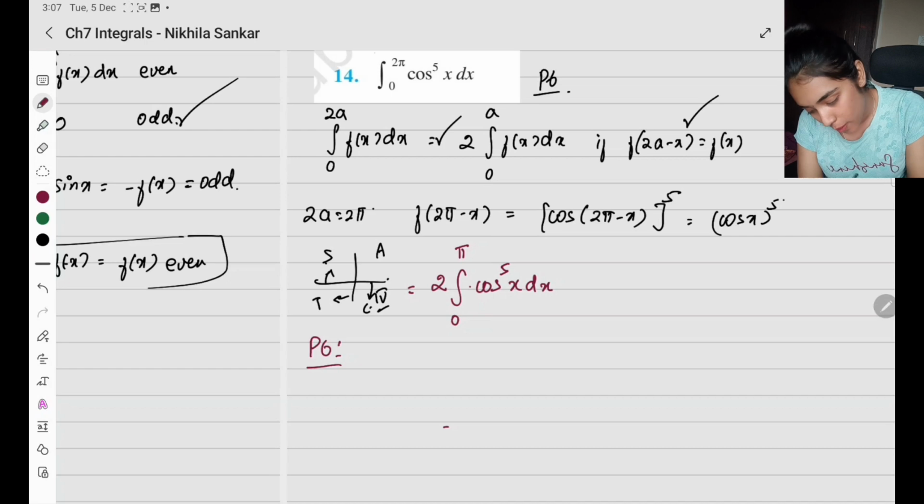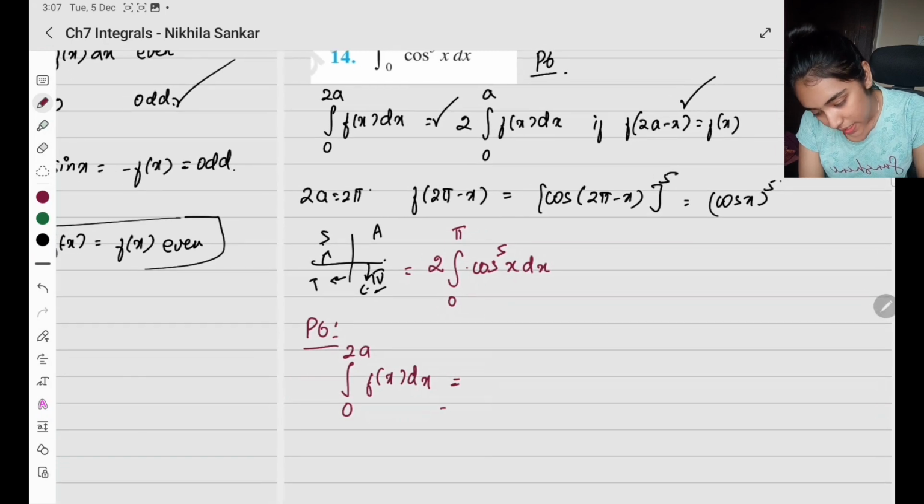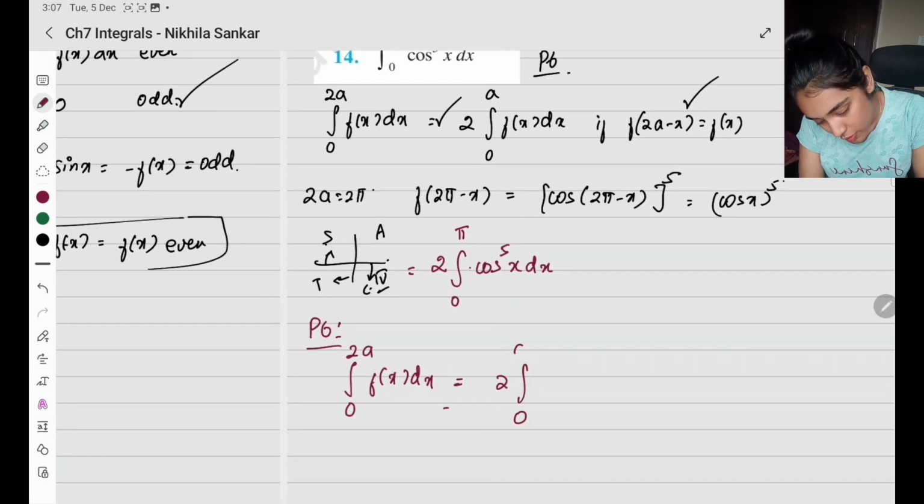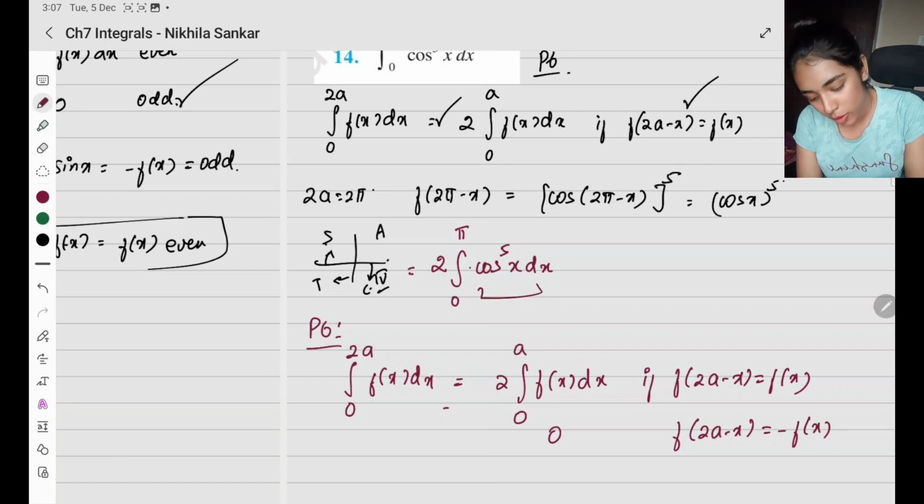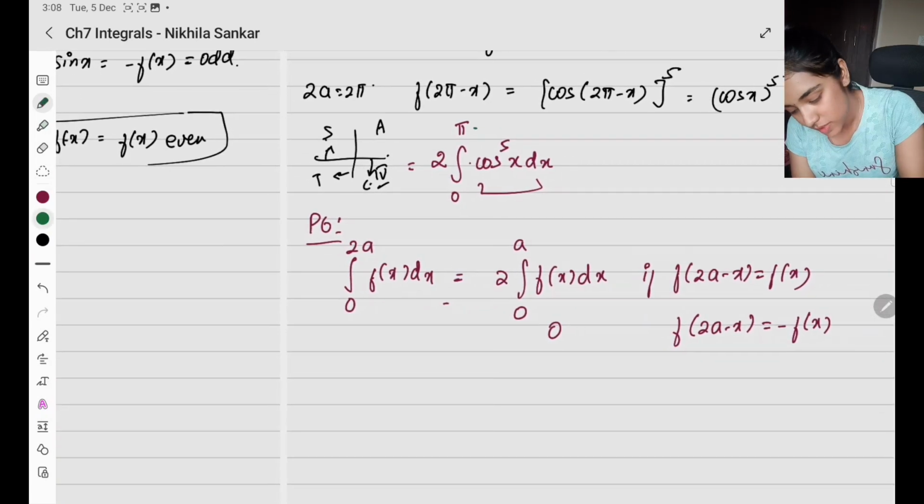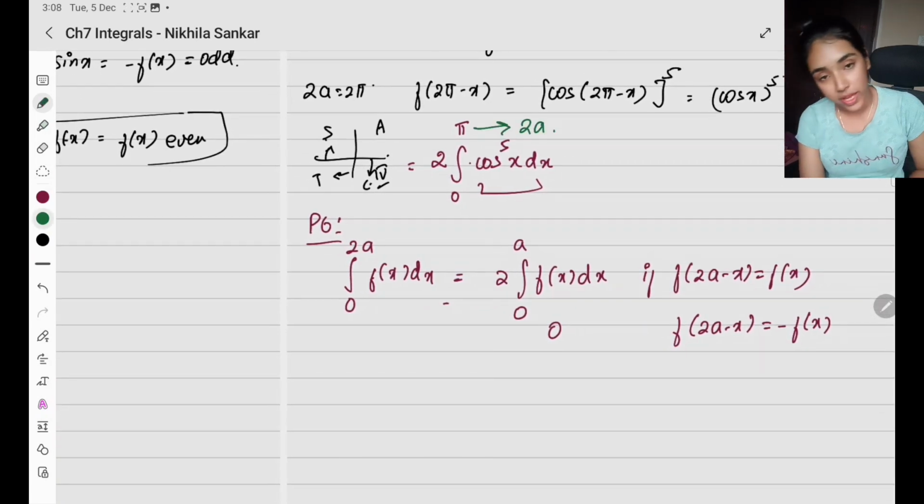Again, I use property number 6. What is property number 6? The integral of 0 to 2a of f of x dx can be 2 times the integral from 0 to a of f of x dx if f of 2a minus x equals f of x. The second option is 0 if f of 2a minus x is equal to minus f of x. Now what is our function? It is going to be cos power 5x. So here now my 2a is going to be pi.